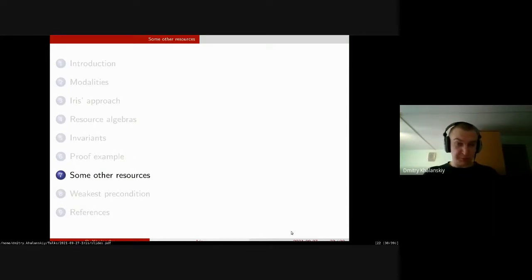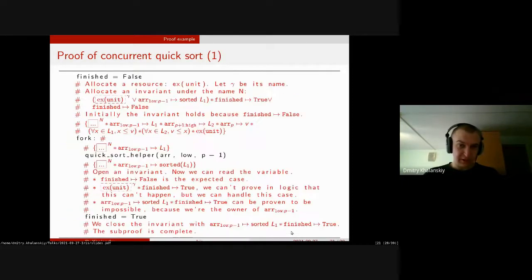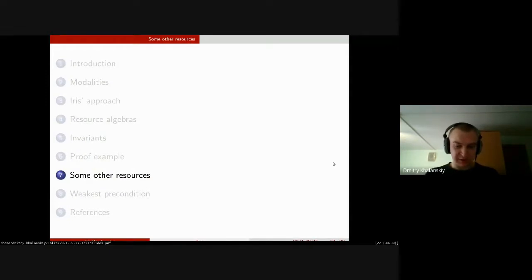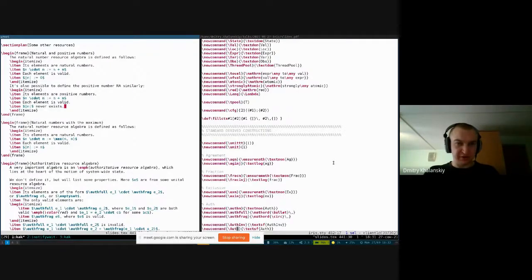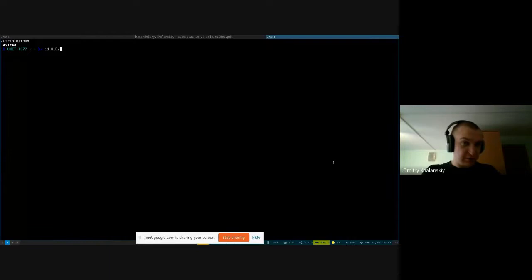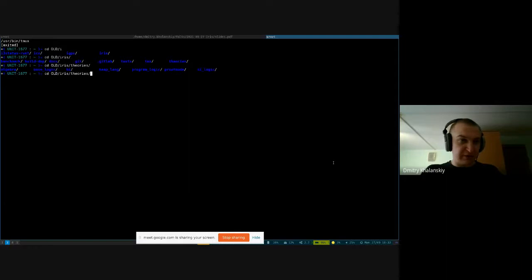Now I'd like to show you some more elaborate resources because I somewhat intentionally chose a simple example of quicksort to be able to avoid spending too much time in the minutiae of resource manipulation. But in fact, Iris provides a huge wealth of resources. Let me demonstrate this by showing you the Iris source code.